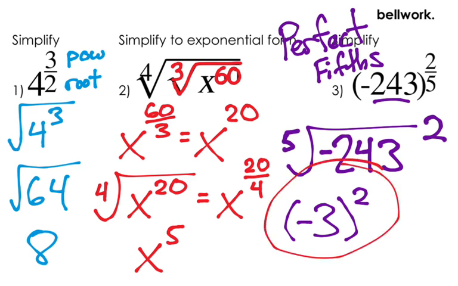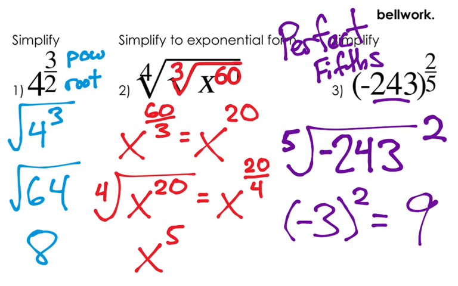Negative 3 is now going to be squared after taking the fifth root of negative 243. And negative 3 squared is going to be 9, and that concludes the Bellwork.